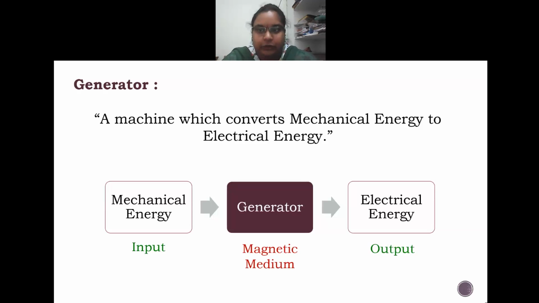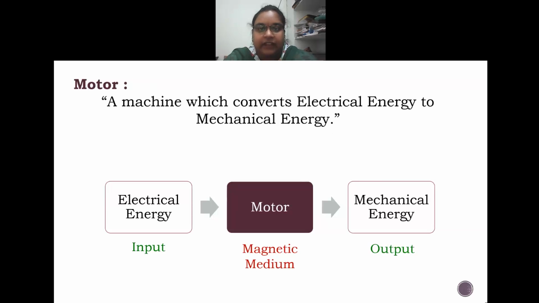Here we first need to understand the basic nature of a generator. A generator in general will take mechanical energy as input and give electrical energy as output. What type of electrical energy it gives depends upon the construction of the machine and those things. Basically, it takes mechanical energy and gives us electrical energy. This type of machine is called a generator.